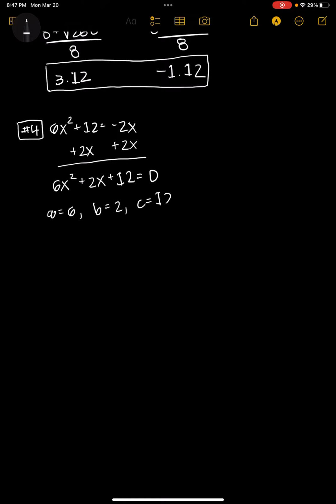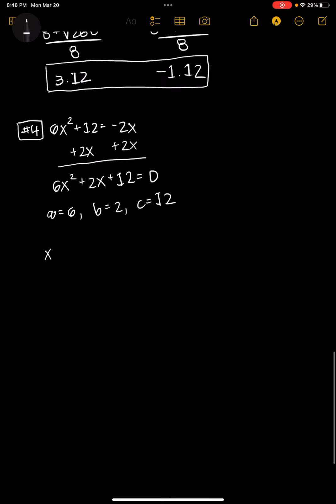It's really important that you get it into standard form before you label your A, B, and C, mostly so that your signs are right. Notice that the 2 started as negative but went to positive when I put it into standard form. So you want to make sure that it's set up in standard form first so that your signs are right.